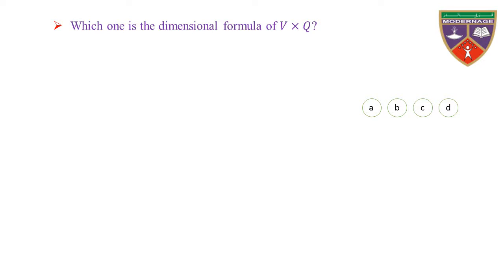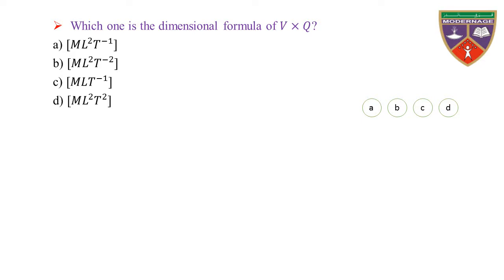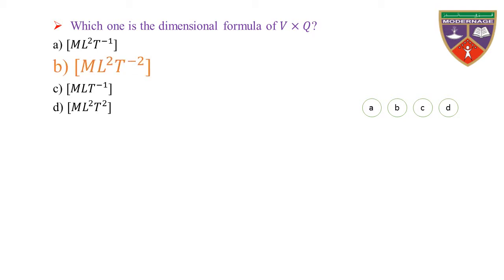Which one is the dimensional formula of V into Q? Option A, square bracket M L square T power minus 1. B, square bracket M L square T power minus 2. C, square bracket M L T power minus 1. D, square bracket M L square T power 2. The key is square bracket M L square T power minus 2. Therefore, the correct option is B.